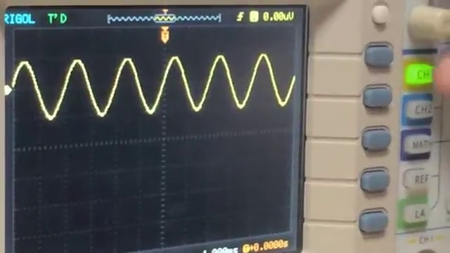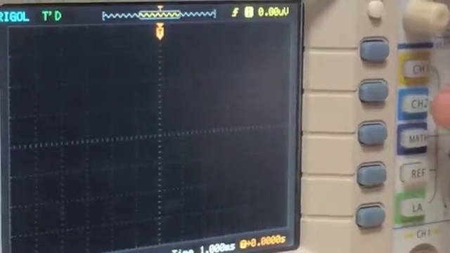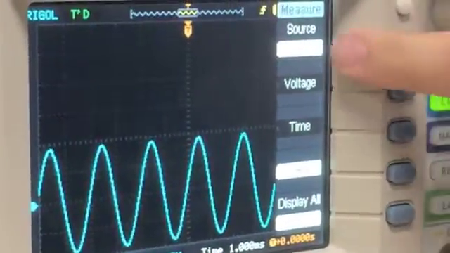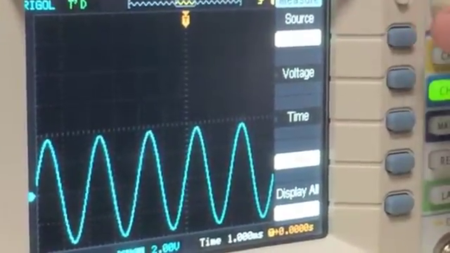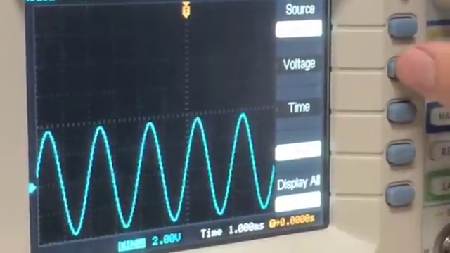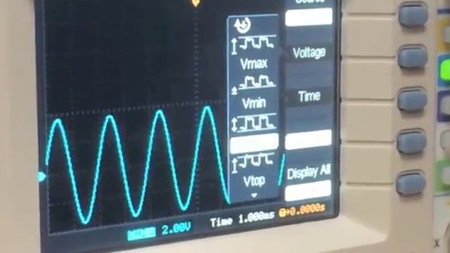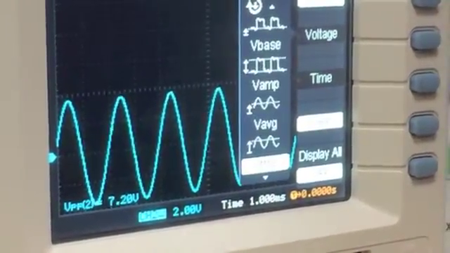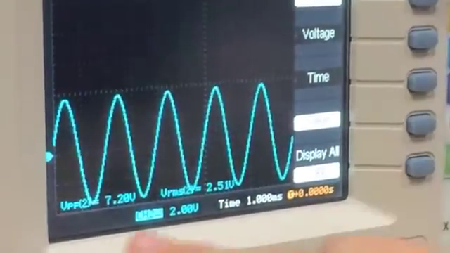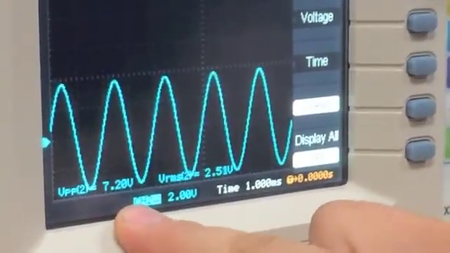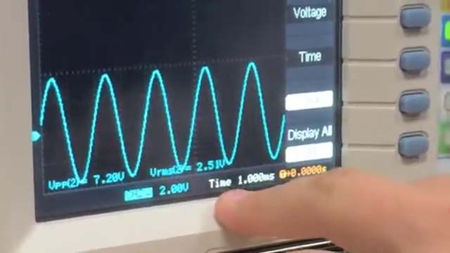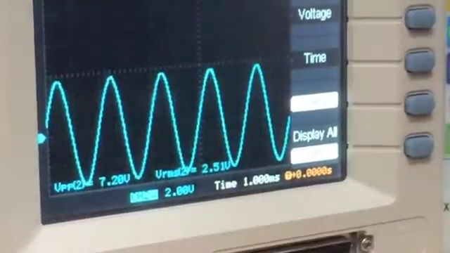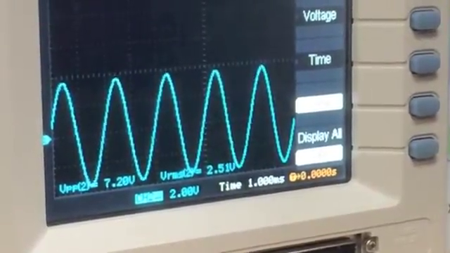The same measurements, but on channel 2. So I'm going to switch off channel 1 and switch to channel 2, and I'm going to press measure. Now I need to change my source here to channel 2, and I'm going to do the same measurements. So we've got the voltage peak to peak, as well as the voltage root mean square, VRMS. And as you can see, we've got 7.2 volts peak to peak across resistor 2, and the RMS of 2.51, which our desktop multimeter said was 2.5, so that works.